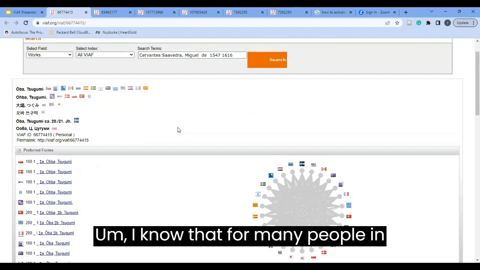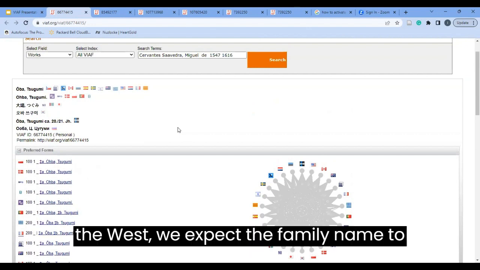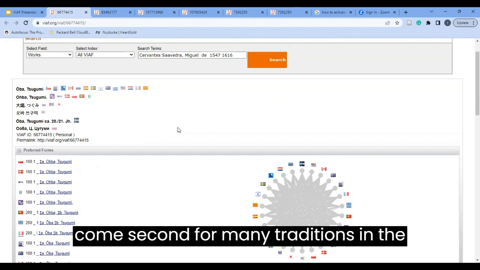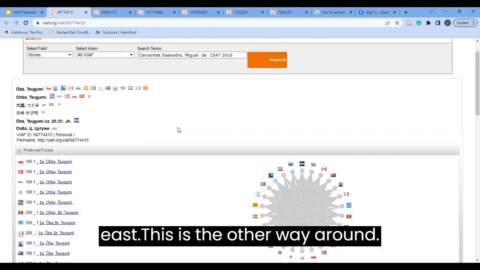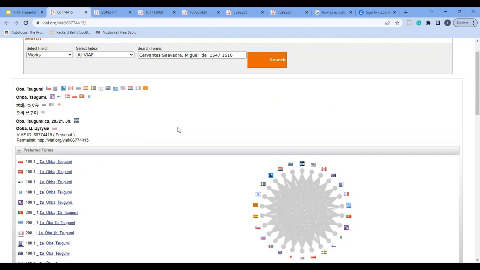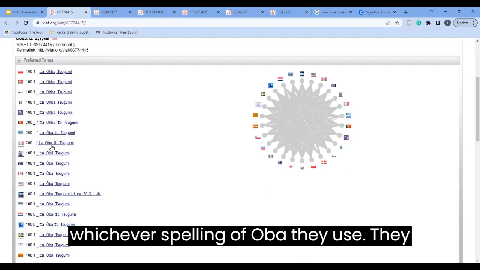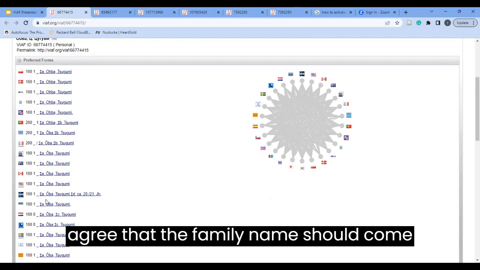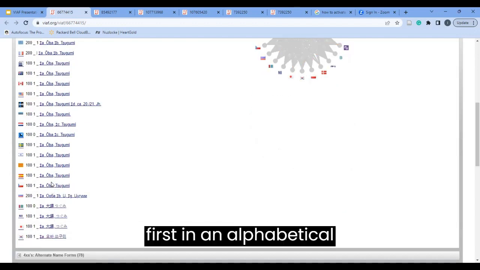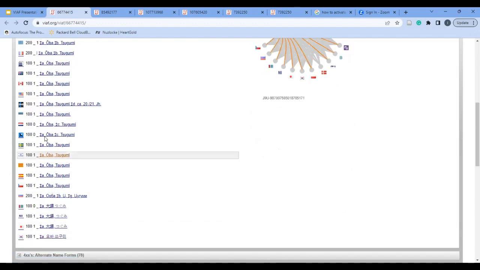I know that for many people in the West, we expect the family name to come second. For many traditions in the East, this is the other way around. The preferred forms here all agree, whichever spelling of Oba they use, that the family name should come first in an alphabetical catalog.